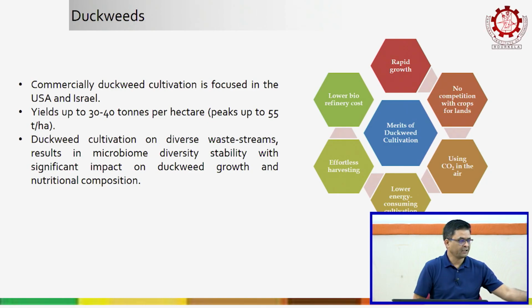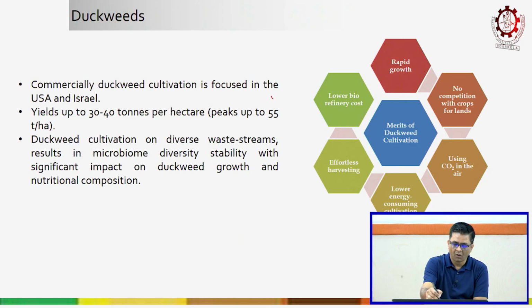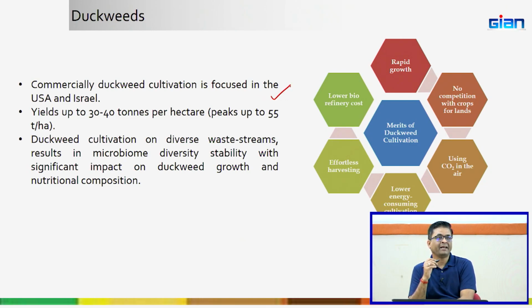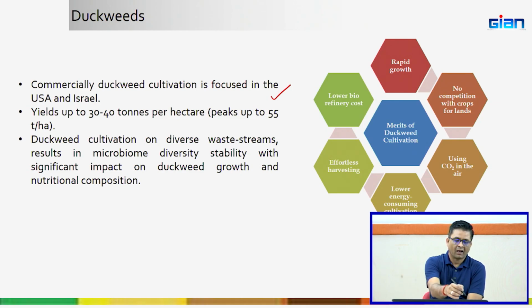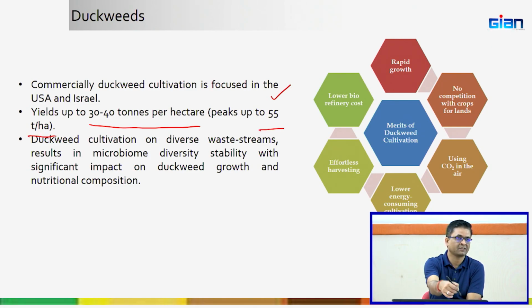So duckweed is actually a small aquatic plant, which has commercial cultivation mainly in the US and Israel. We already discussed this. And you can get 30 to 40 tons per hectare and almost 55 tons per hectare, up to 55. So these are some of the statistics on how you grow, and it can be grown on wastewater.